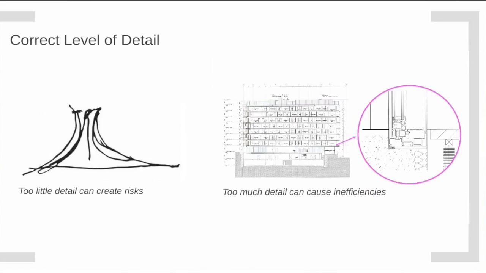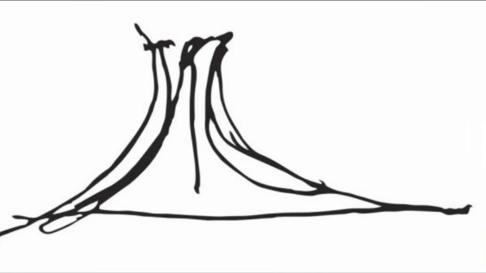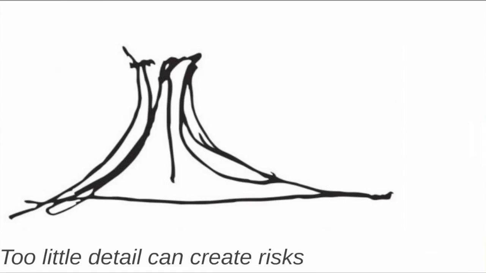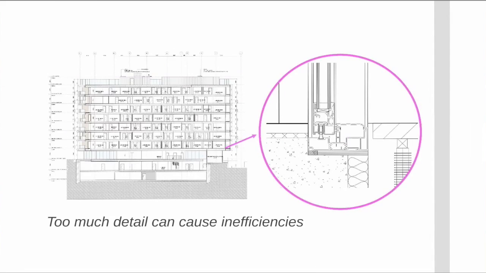So when we say the correct level of detail, really what we mean is, as the image shows here, we don't want information that has too little information because it can create risk. But also at certain stages of the project, we don't want to be bombarded with too much information. Sometimes you can spend too long on information that actually no one is going to use. So for the right stage of the project, we need the right level of information.